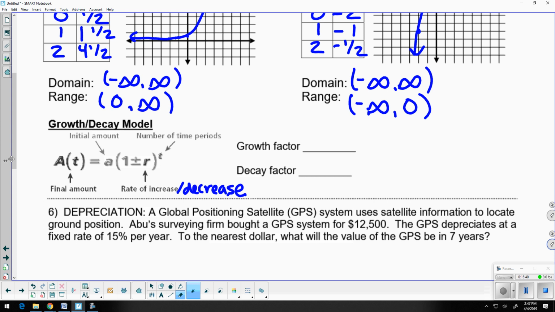So depending if it's growing or if it's decaying, then you want to do 1 plus r for growth and 1 minus r for decaying. And then t is just simply going to be the time. So whatever the time period is that we're talking about, just plug in the time. Okay, so let me kind of show you how this is done.